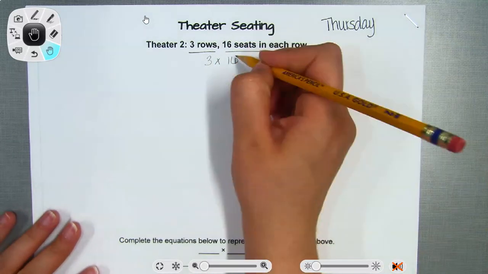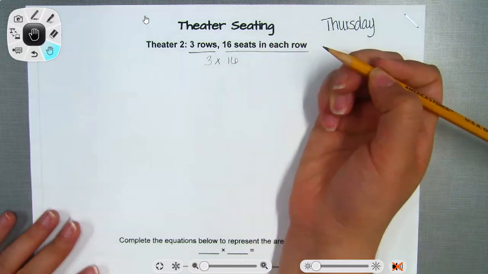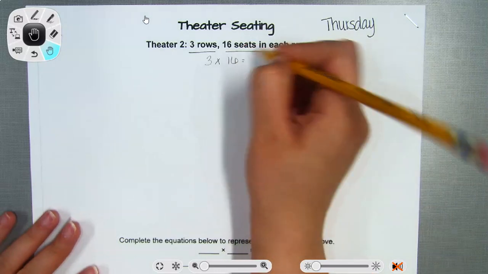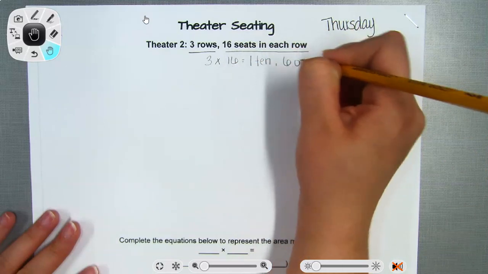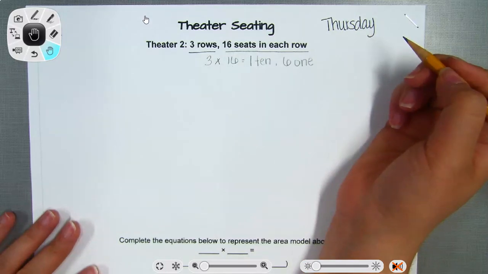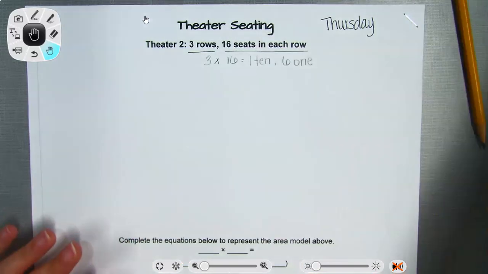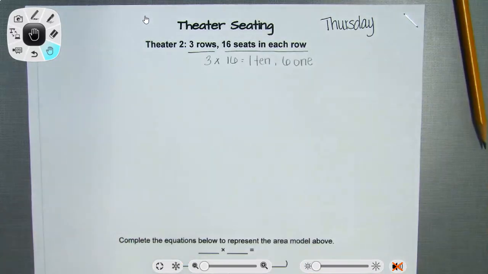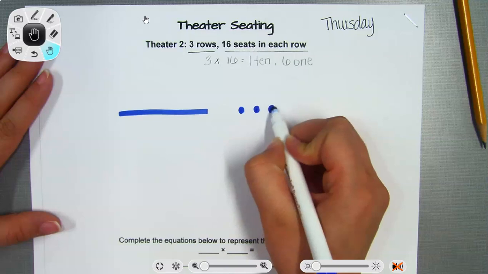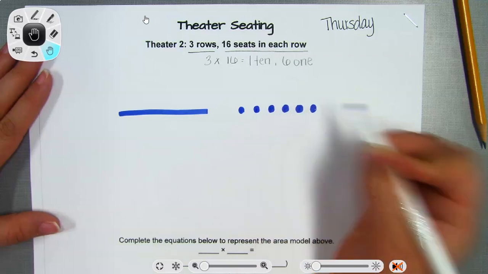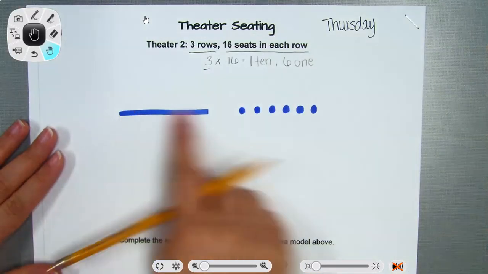And in order to be able to multiply 16 by 3, we're going to break it into tens and ones. So this 16 is actually 1 ten and 6 ones. Okay. So if I wanted to use tens and ones to draw 16, I would do, and I'm doing this with a marker. Do not do it with a marker. Just use a pencil. I would draw 1 ten long and 6 ones. Okay. And I need 3 rows. So here's 1.